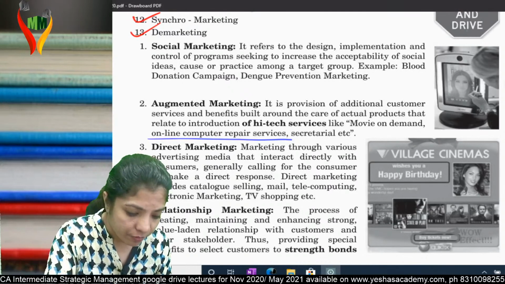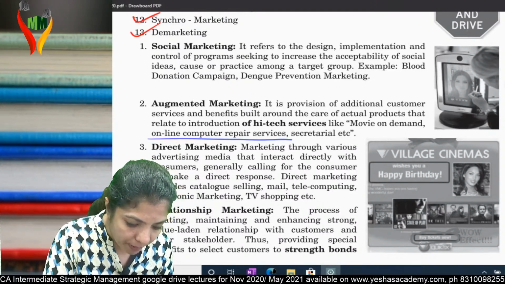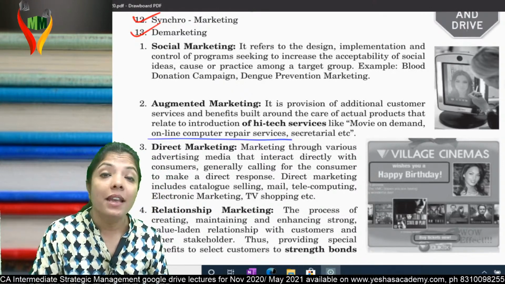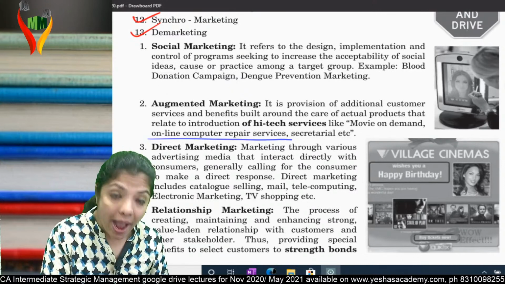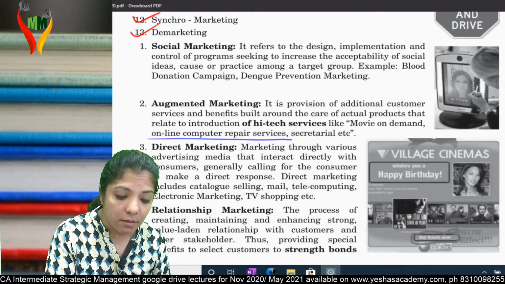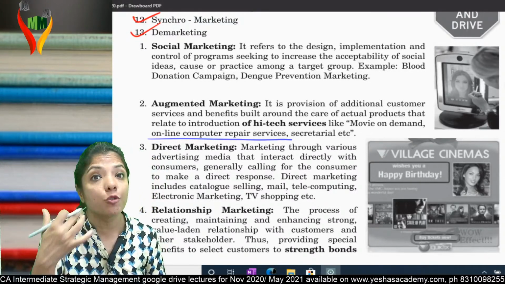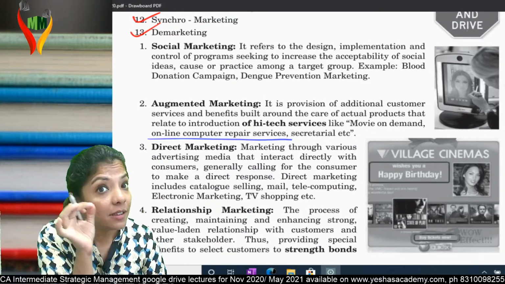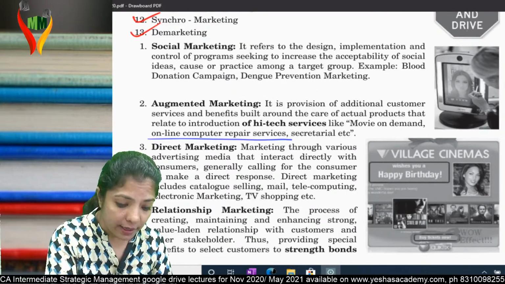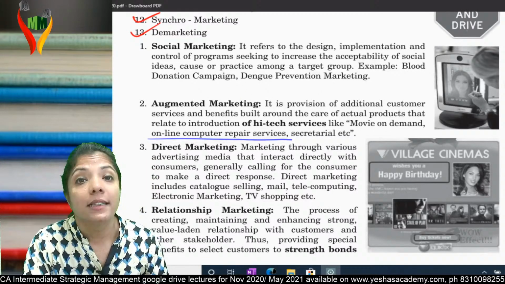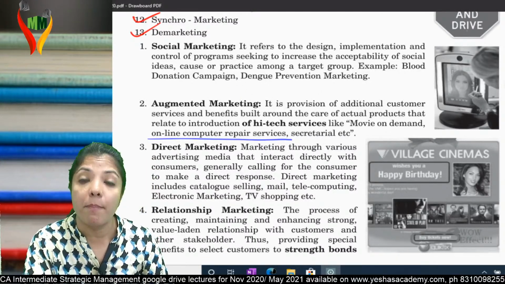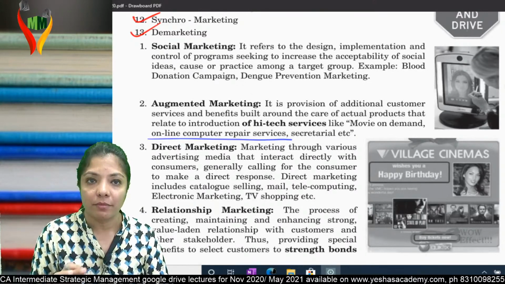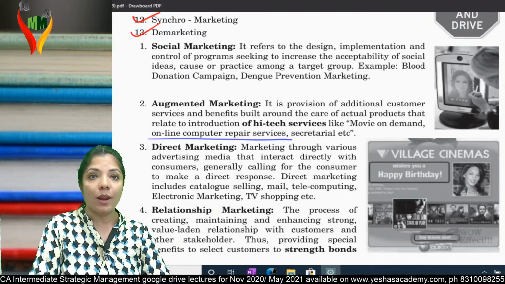Personal selling is an example of direct marketing. Correct or incorrect? Incorrect. Why incorrect? Because personal selling means door to door, face to face. In direct marketing, you are in direct contact with the customer, but not face to face. There is a media in between. Understand what I'm trying to say?